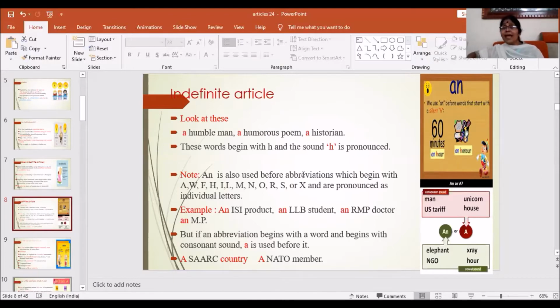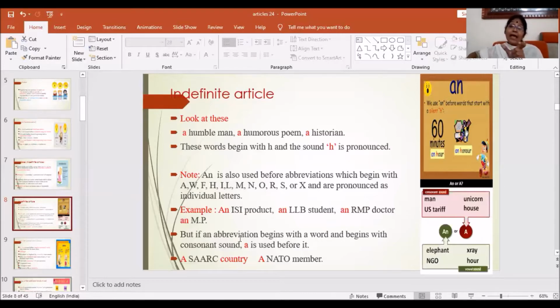Similarly, note that an is used before abbreviations which begin with letters A, W, F, H, I, L, M, N, O, R, S, etc. Say an ISI. When we say I, it's giving an I sound, right? And an LLB. Before we say LL, it starts with the vowel sound. And an RMP, R sound we're getting, right? So abbreviations which begin with these letters will take the vowel sound.